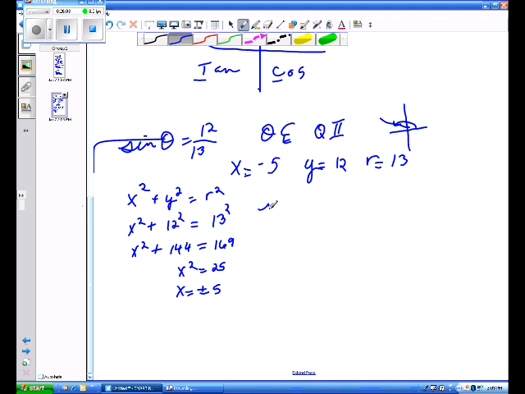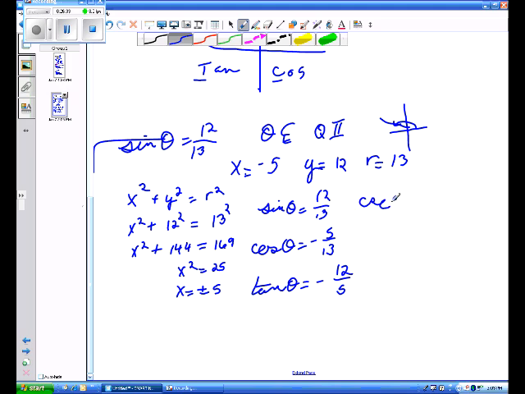Now we can go through and find our functions. So the sine of theta is 12/13. The cosine of theta is negative 5/13. The tangent of theta is negative 12/5. We always put our negative out in the front. We don't put a negative down with the denominator. So it was 12 over negative 5, which would be negative 12/5.